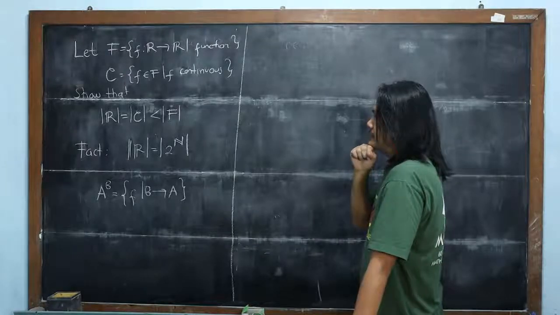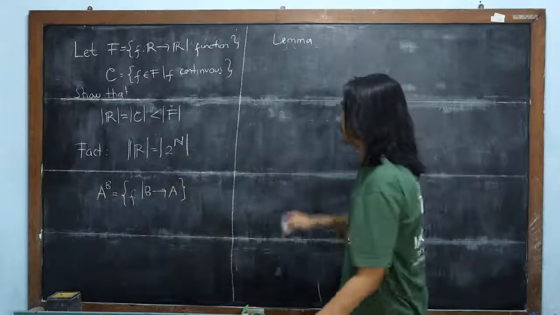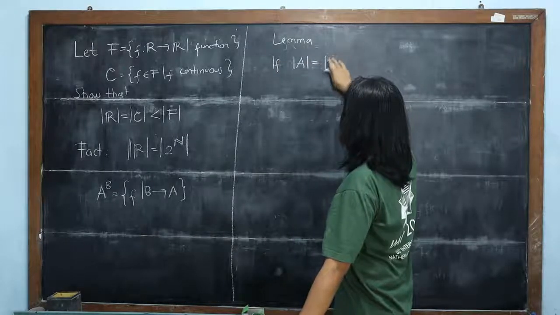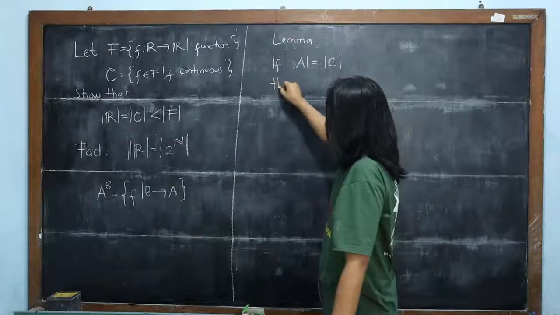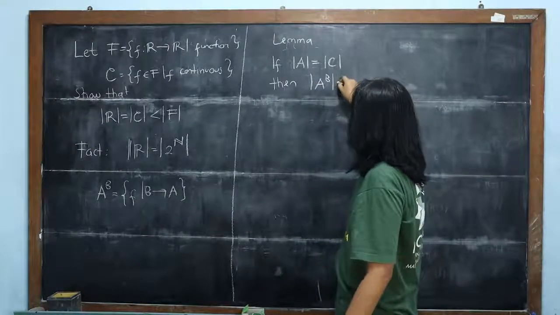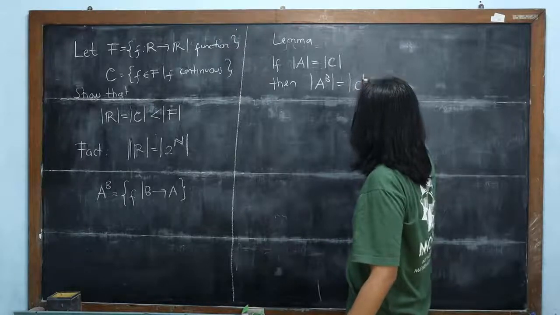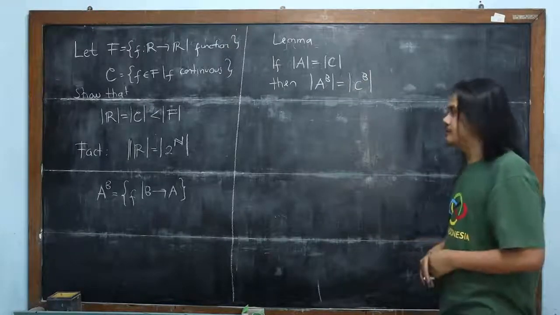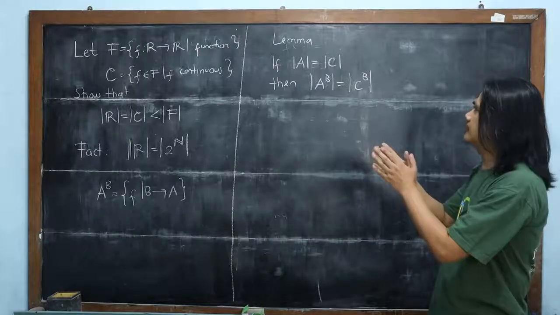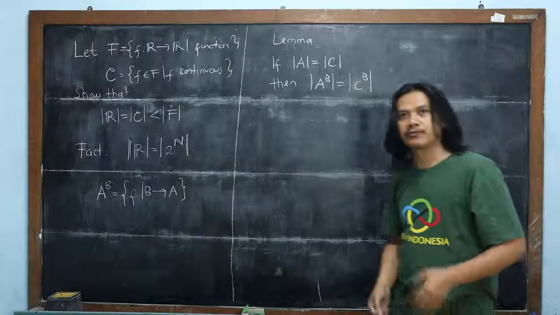So first of all, we need several lemmas. We will show that if the cardinality of A is equal to the cardinality of, say, C, then the cardinality of A to the B is the same as C to the B. I think this one is easier than the other way around, when we replace the B with some other set with the same cardinality. So I think I will leave this for the reader.